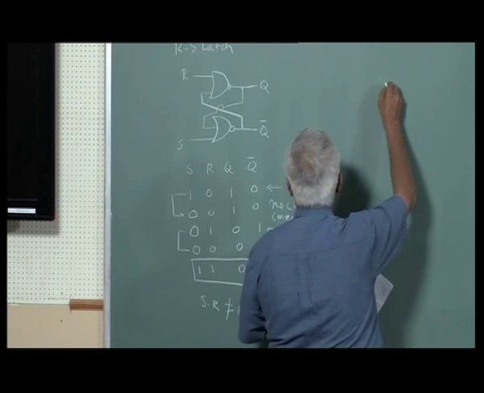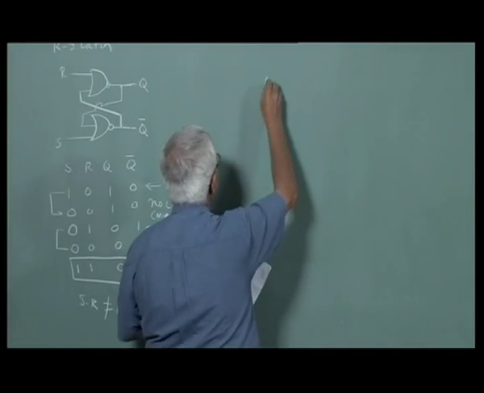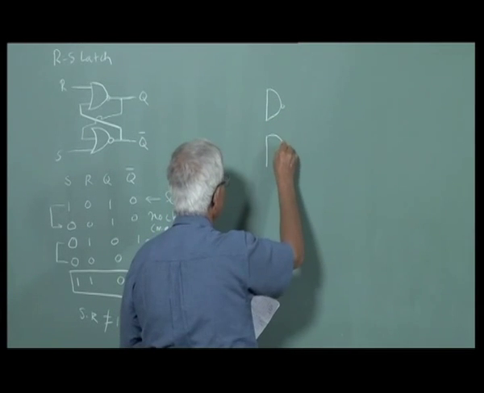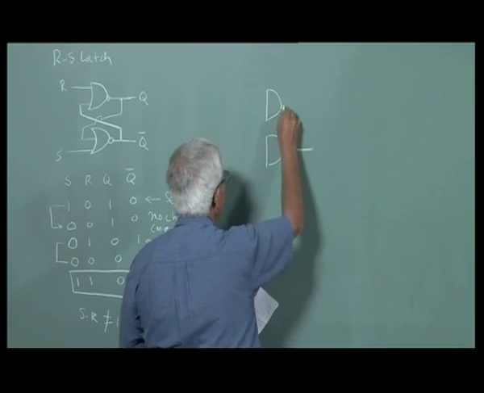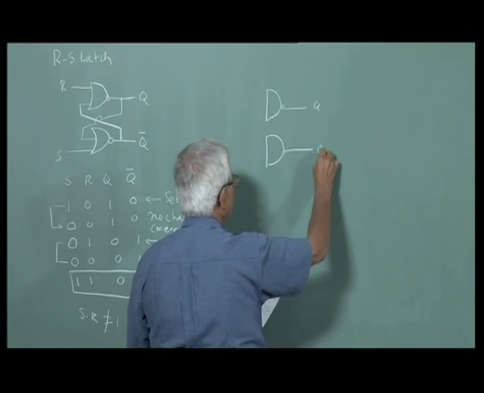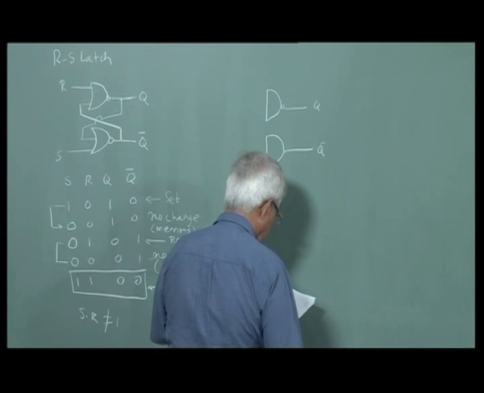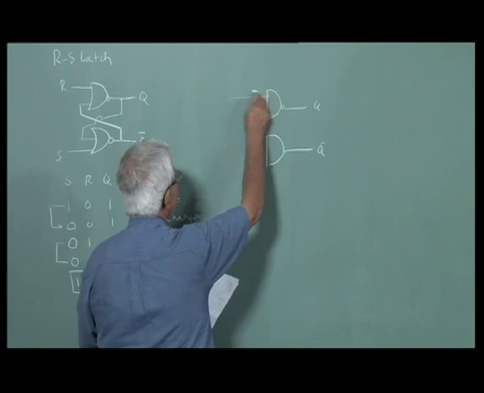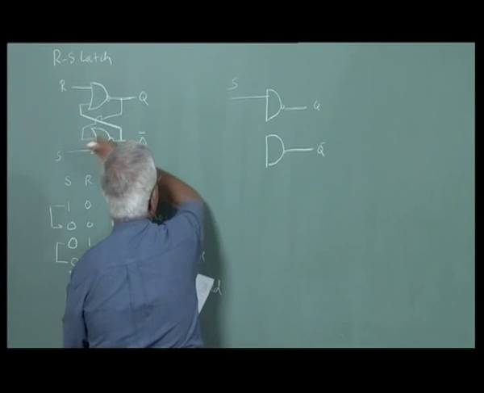Here you can use the same thing as a NAND gate. Q and Q bar. Here you have S. There you have R and S. Here you have S and R.